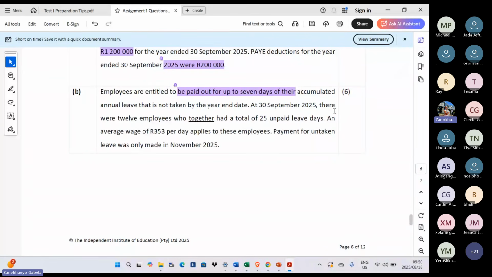At 30 September 2025, there were 12 employees who together had a total of 25 unpaid leave. Okay, so they have unpaid of 25 days, right? That they didn't take. There were 12 who together had a total. Okay, sure. An average wage of employee is 353 per day. All right.